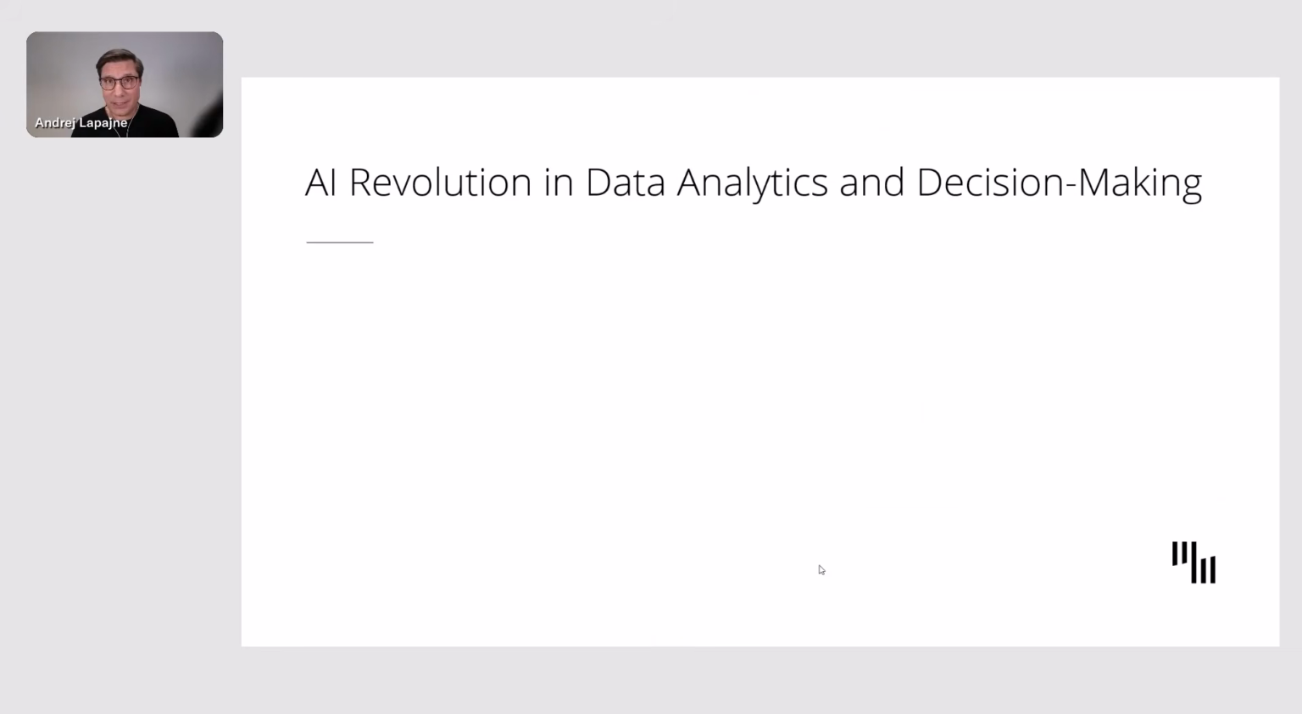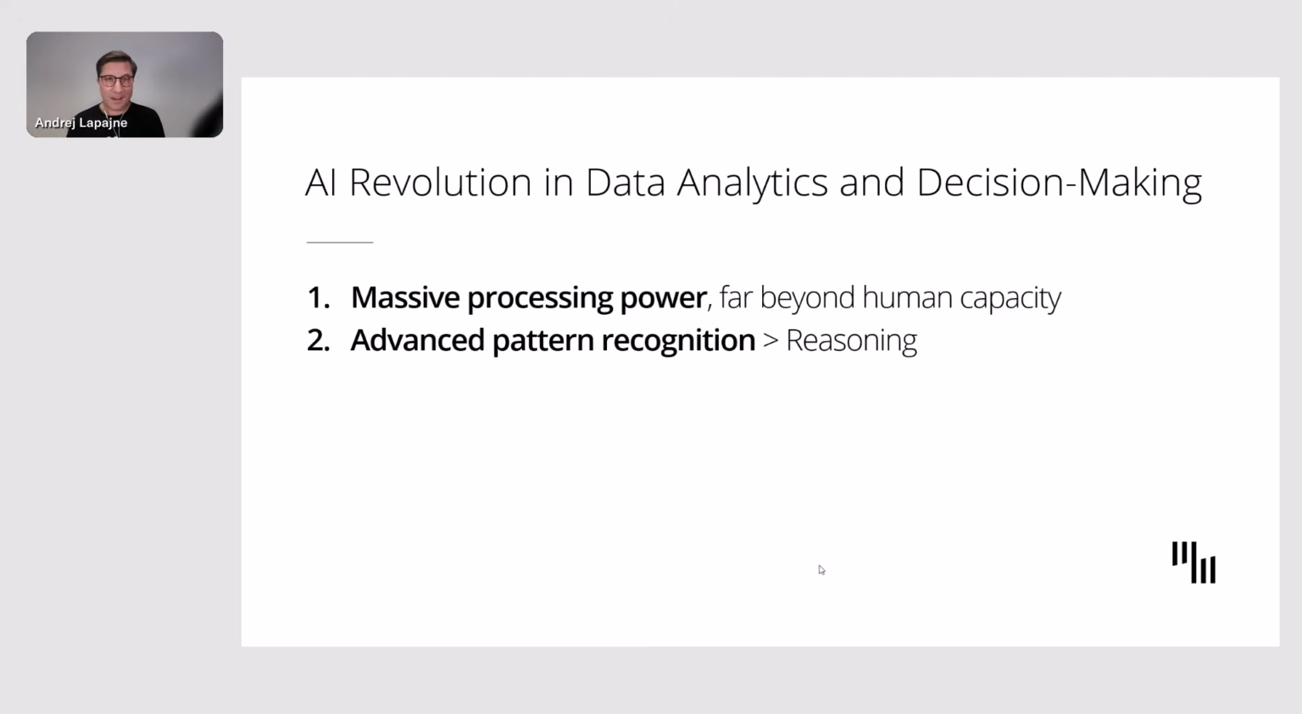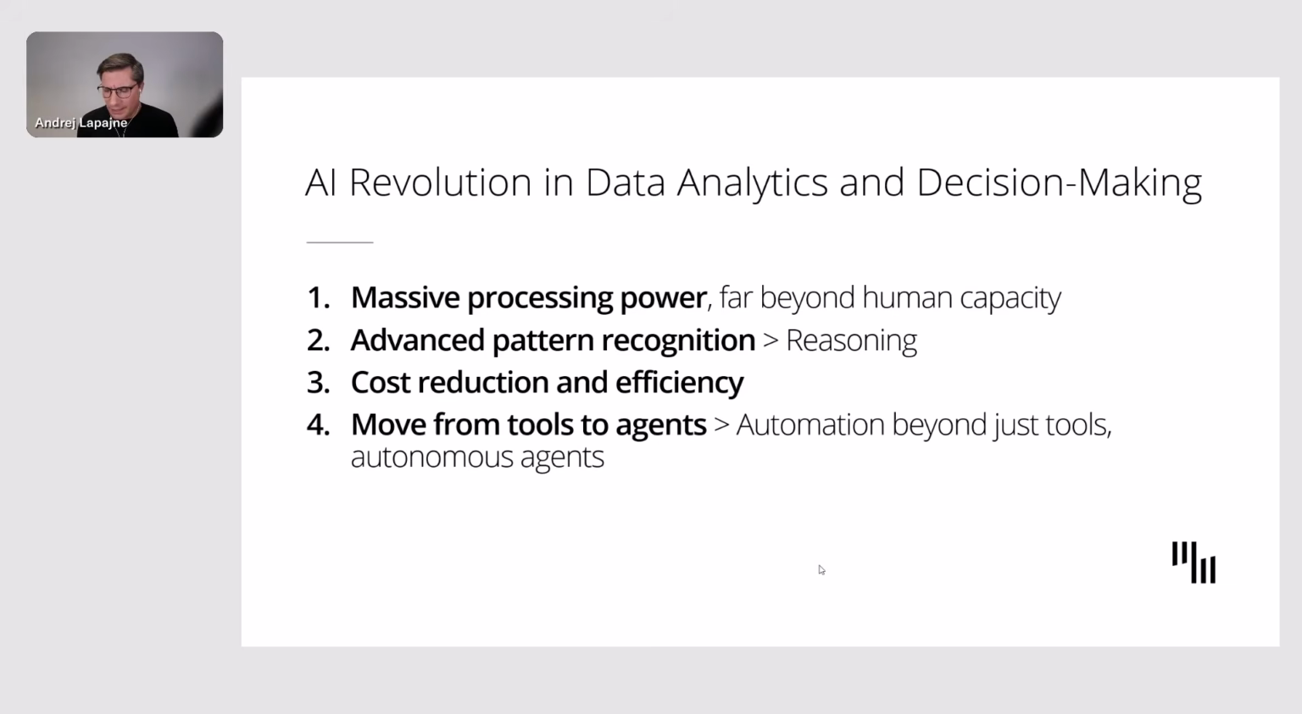AI technology has the right kind of properties: massive processing power far beyond human capacity, advanced pattern recognition with different types of AI methods, to the point where arguably we could call it reasoning. And all that, of course, if done correctly, can lead to massive cost reduction and extreme efficiency.